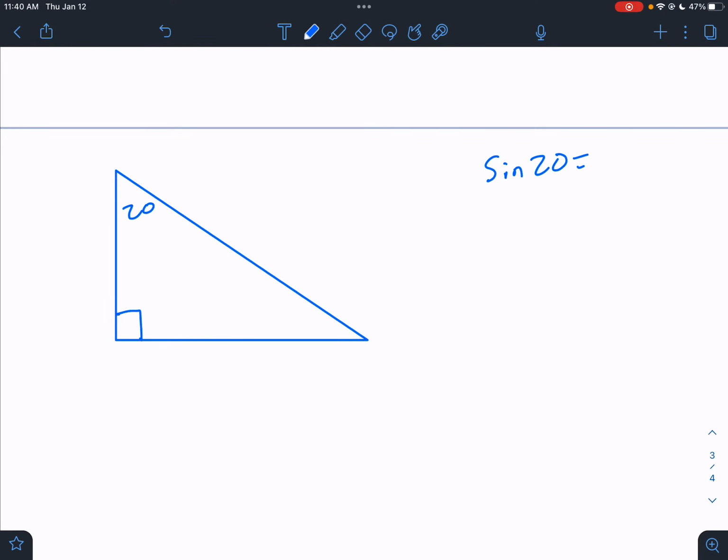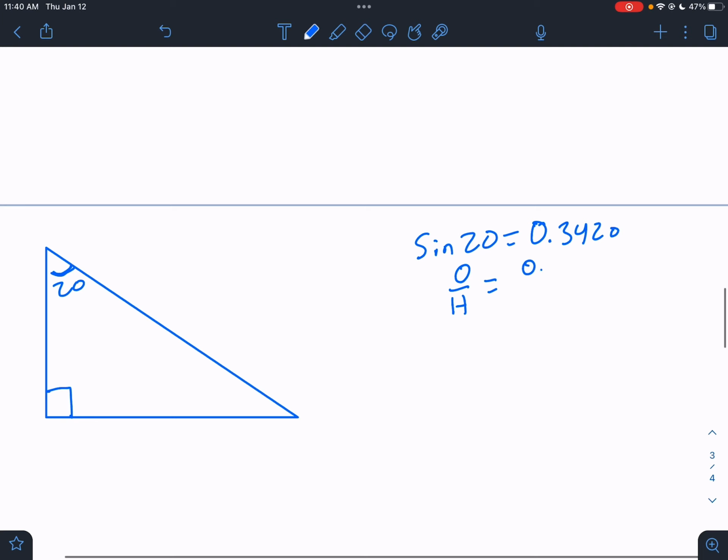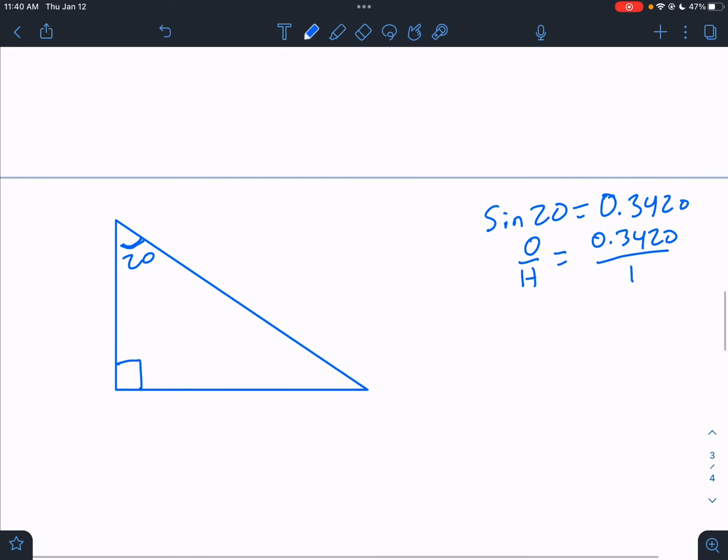So the sine of 20 is 0.3420. Well, what does that mean? That means if you have a 20-degree angle, and this is opposite divided by hypotenuse, equals 0.3420, well, that means it has to be like over the number 1. That means if we go to 20, the opposite side would be 0.3420, and the hypotenuse would be 1. That's what that means.